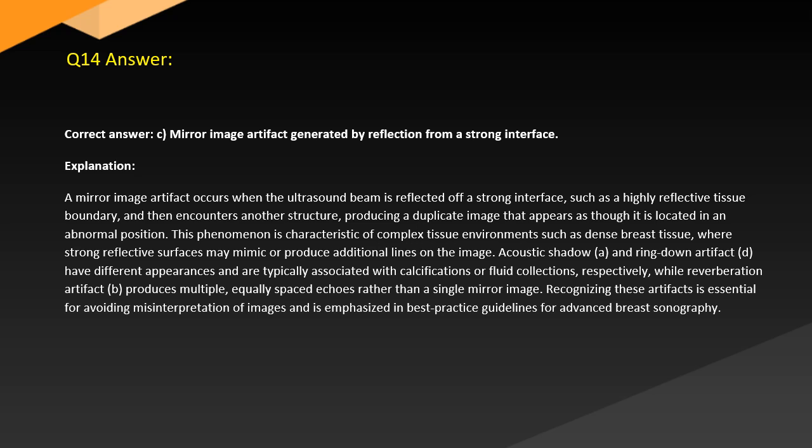Acoustic shadow A and ring down artifact D have different appearances and are typically associated with calcifications or fluid collections, respectively, while reverberation artifact B produces multiple, equally spaced echoes rather than a single mirror image. Recognizing these artifacts is essential for avoiding misinterpretation of images and is emphasized in best practice guidelines for advanced breast sonography.